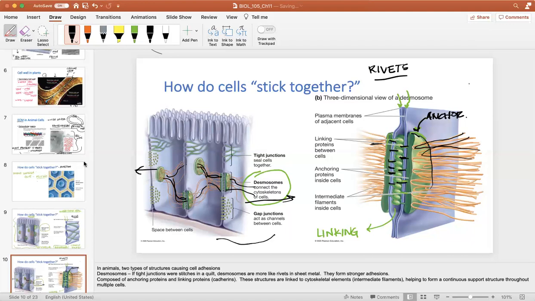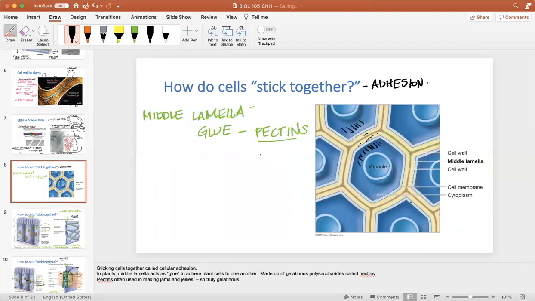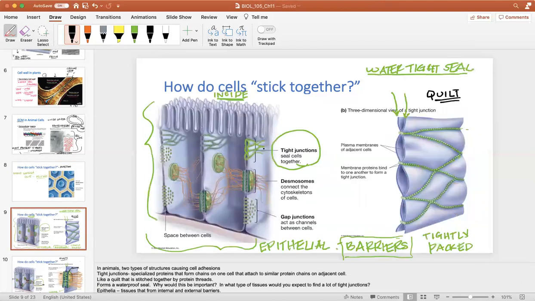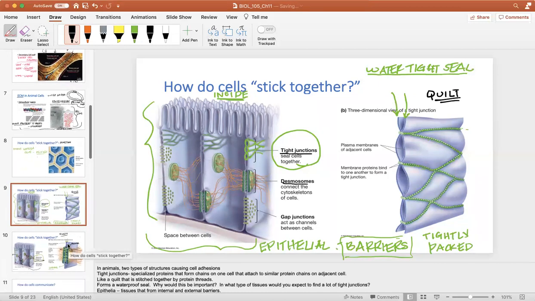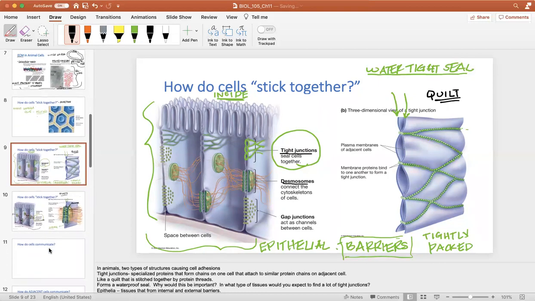So now what we've done is we've created a situation where in plants, we have stuck some cells together using a middle lamella. In animals, we've stuck some cells together using tight junctions and desmosomes. And once you start sticking cells together, you go from individual cells to tissues, okay? Now, we're not going to talk much about tissues in this course, but that's where this information is headed, all right? But now, we kind of have a little bit of a problem.